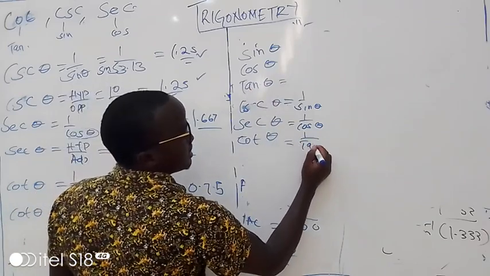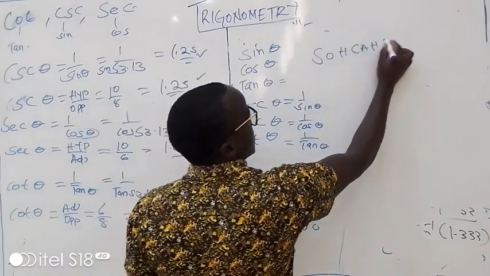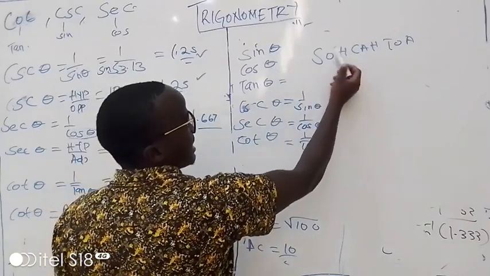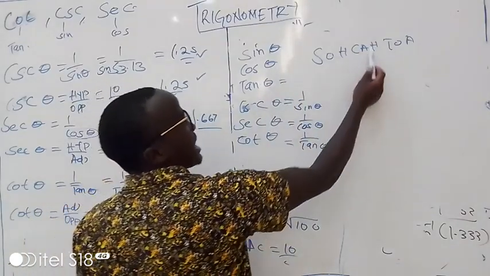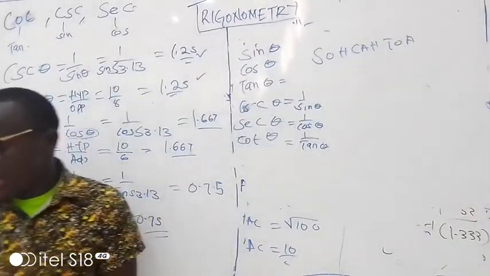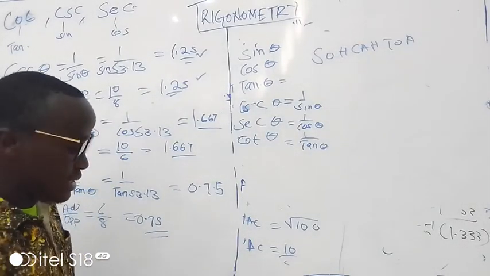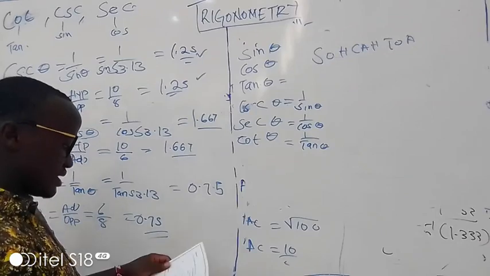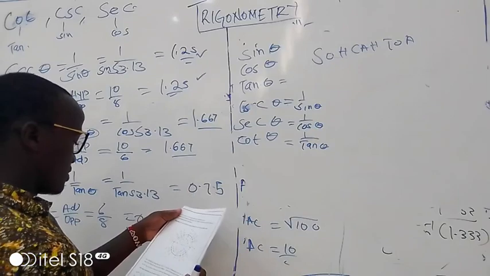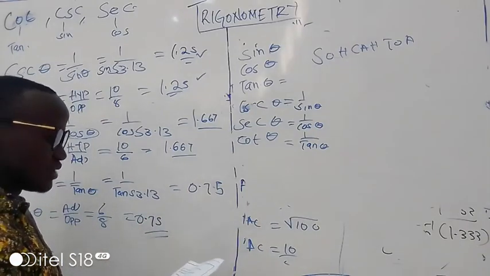For this, you can use SOHCAHTOA, where you can simply see that sin theta is opposite over hypotenuse, cos theta is adjacent over hypotenuse, and tan theta is opposite over adjacent. Now by that we have found all the trigonometric functions.